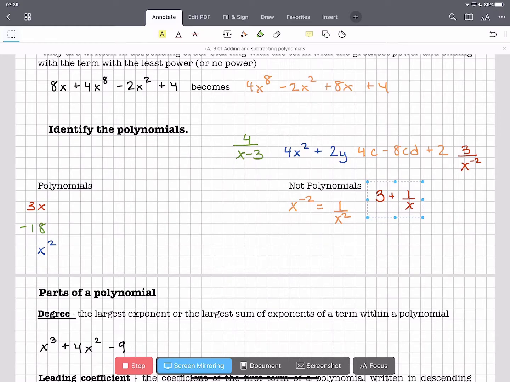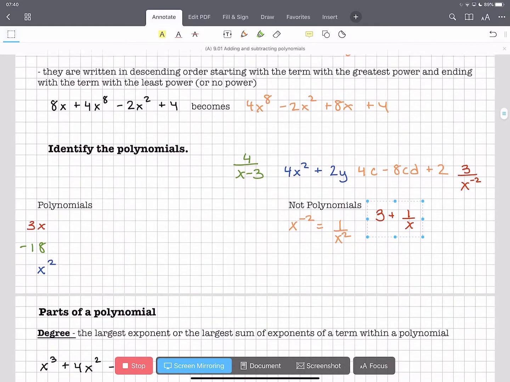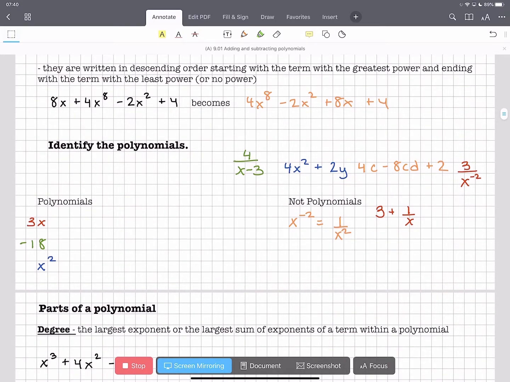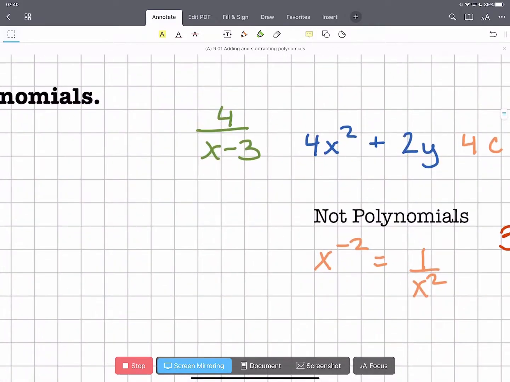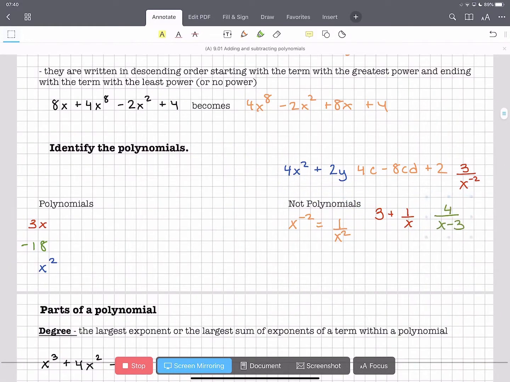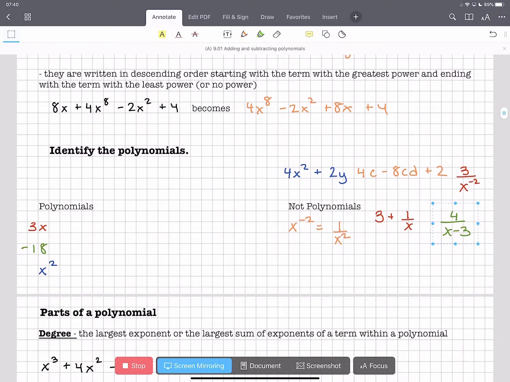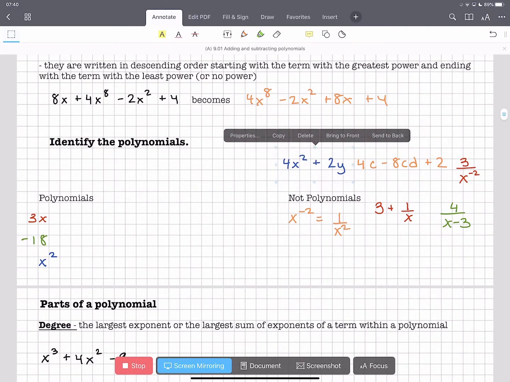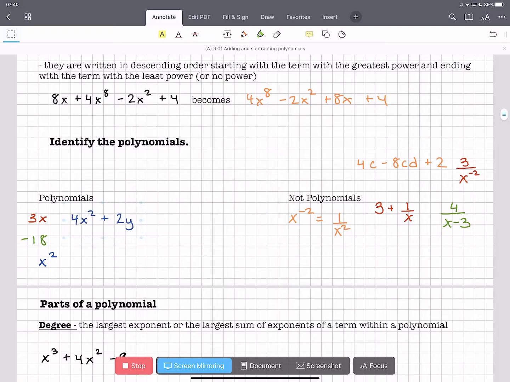4 divided by x minus 3. Again, division by a variable does not count. So this is not a polynomial. 4x squared plus 2y. This is a polynomial. It's two monomials separated by addition.